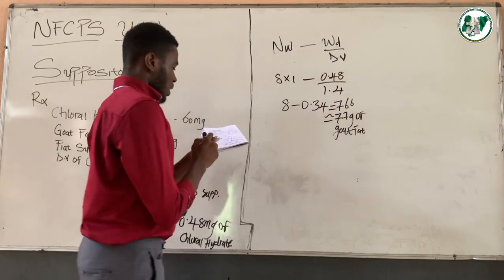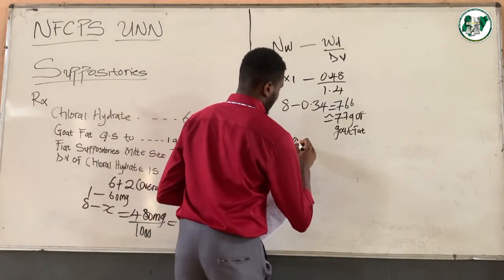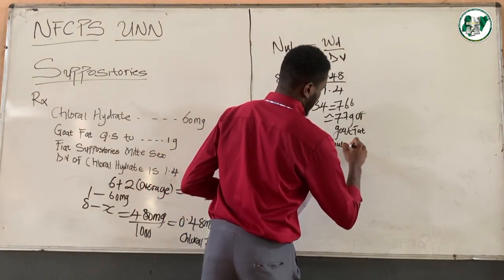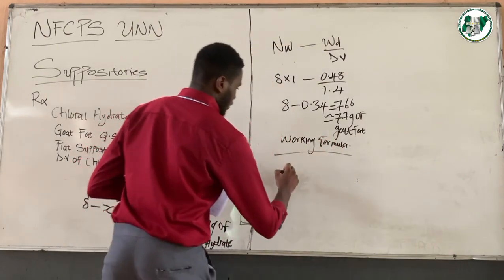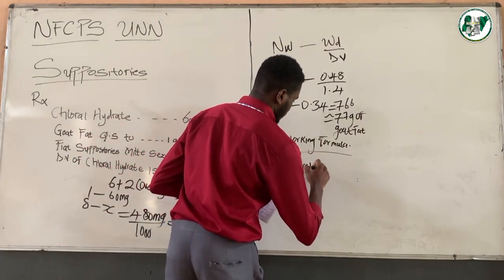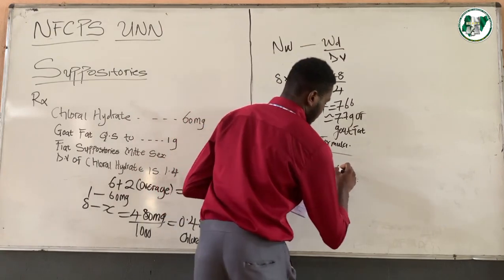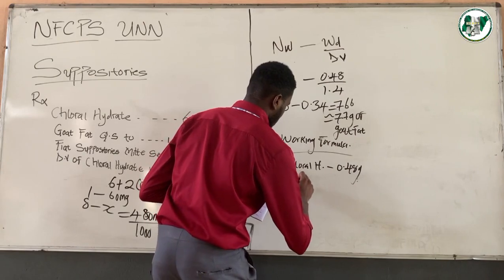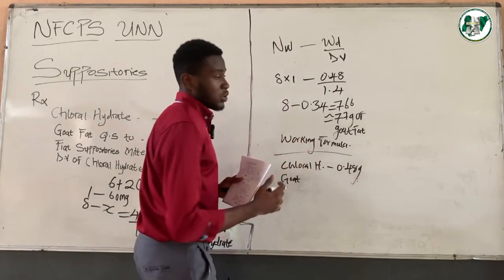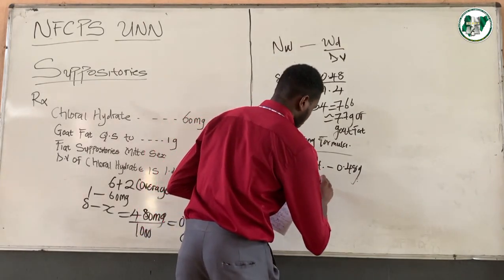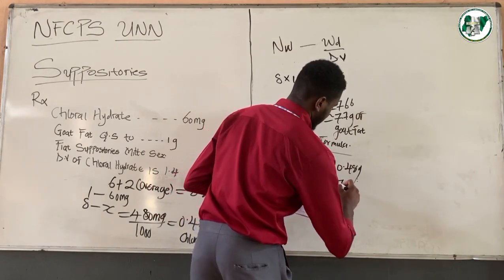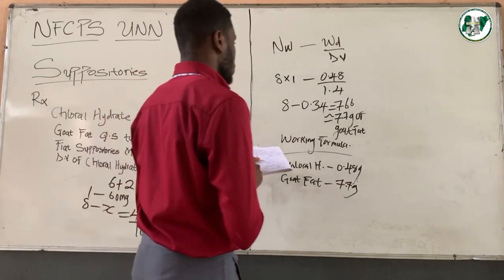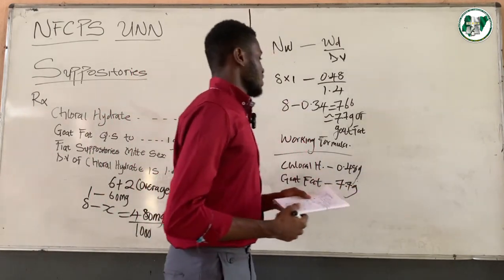So our working formula is then this. Our working formula is then for chlorohydrates. Chlorohydrate is going to be 0.48 gram. Then goat fat. Remember, goat fat is a fatty soluble suppository base. Goat fat is going to be 7.7 gram, right? So what we are going to do with this is to weigh.